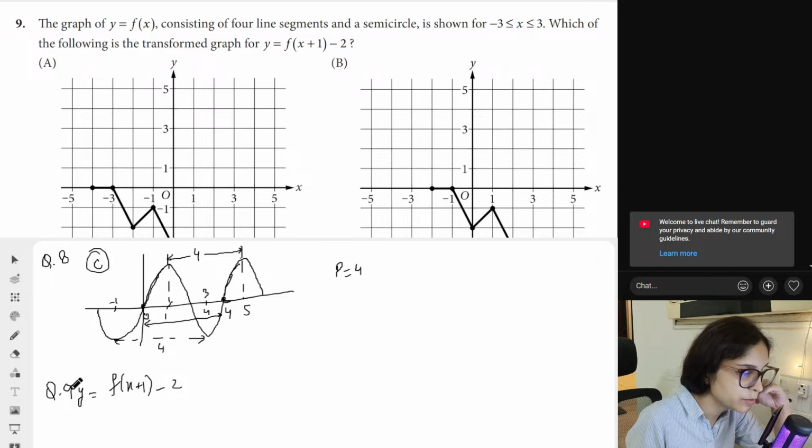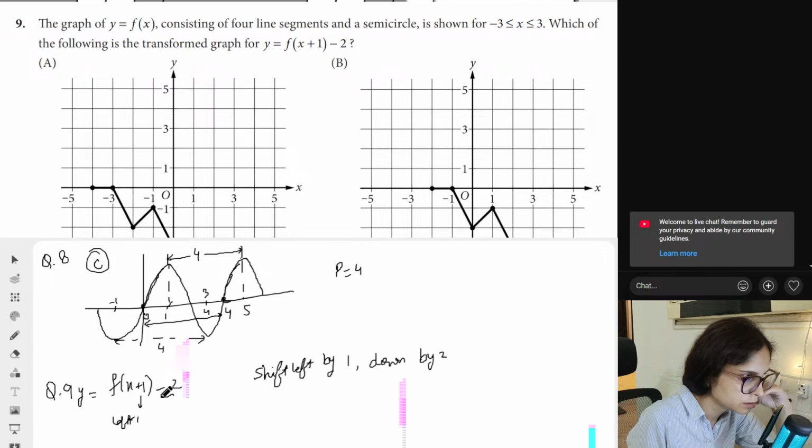So first we'll identify what the transformations are. We're shifting left by 1 and moving down by 2. Because this means left by 1, and this entire thing means down 2.